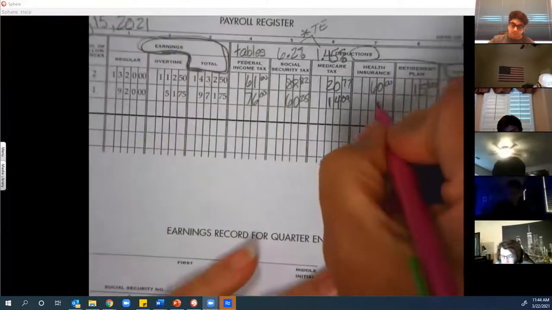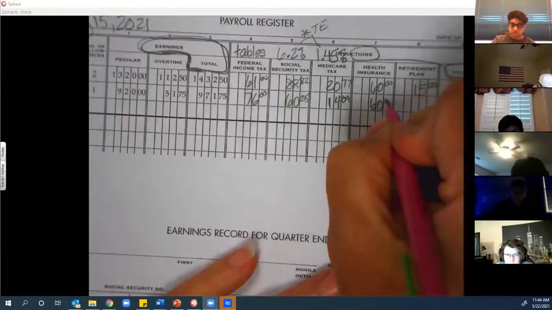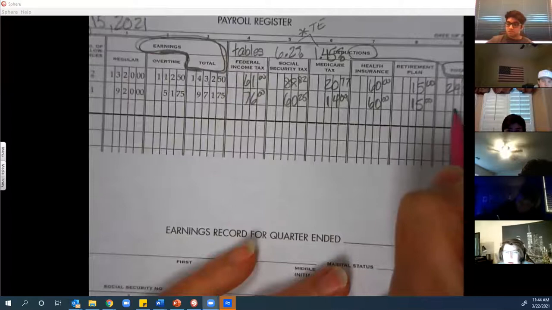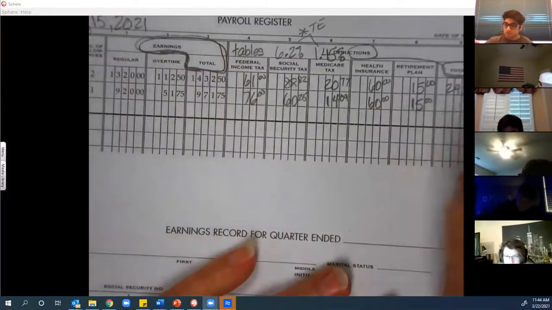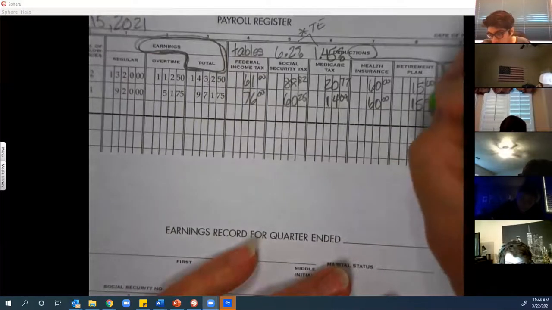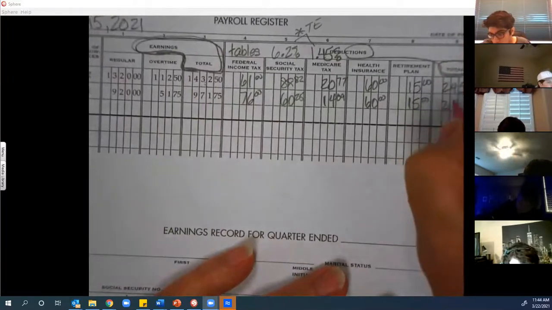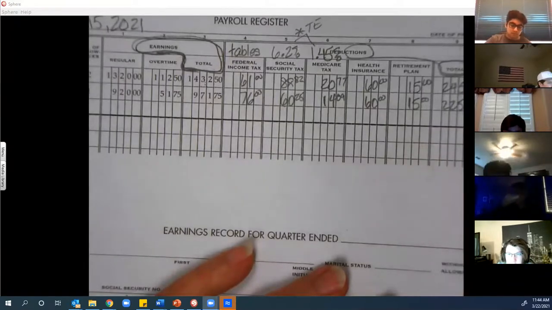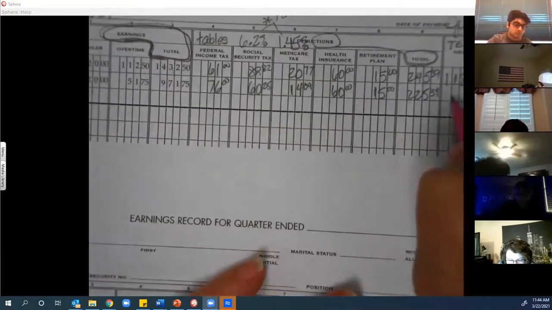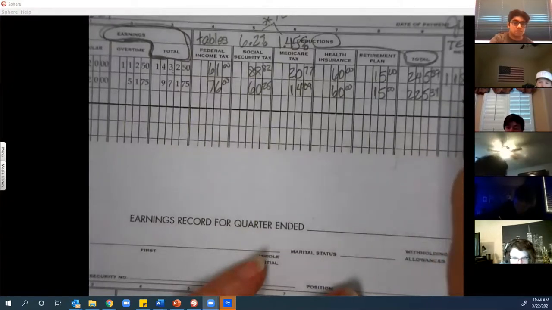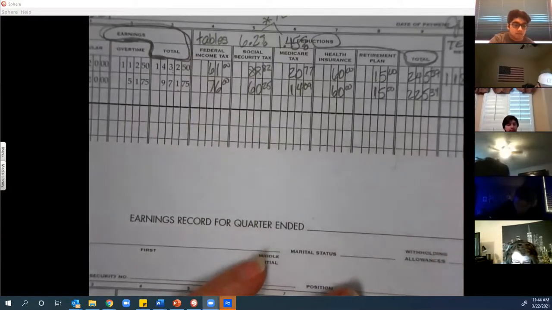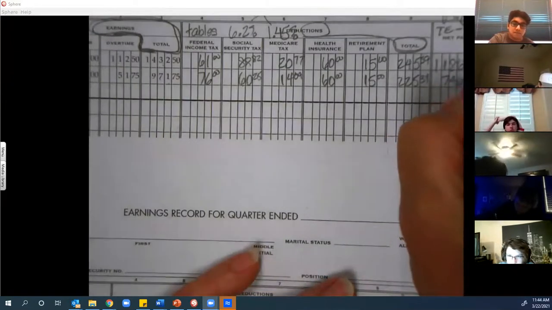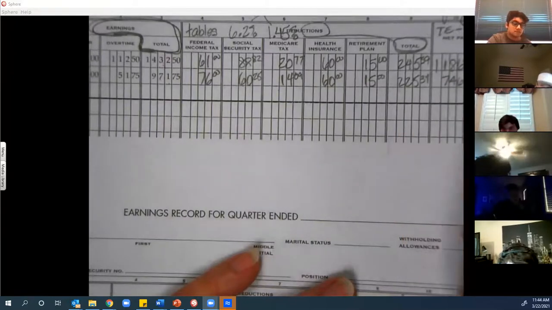All right, then of course these are given, right? 60 and 15. So what's total deductions? 225.34. Very good. And net pay. $746.41. All right.